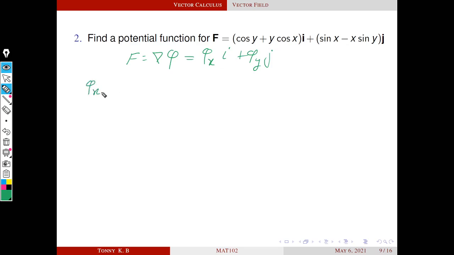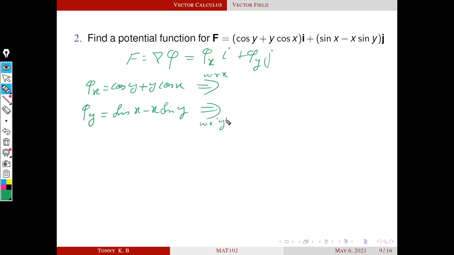So comparing the i part and j part, we get phi x and phi y. Phi x is given by cos y plus y cos x, and phi y is equal to sin x minus x sin y. Okay, so we have to find phi. To find phi, we integrate these two functions. First you integrate this function with respect to x, and next we integrate this function with respect to y.